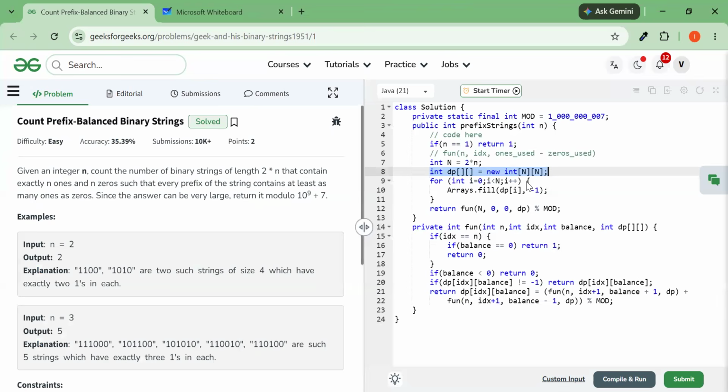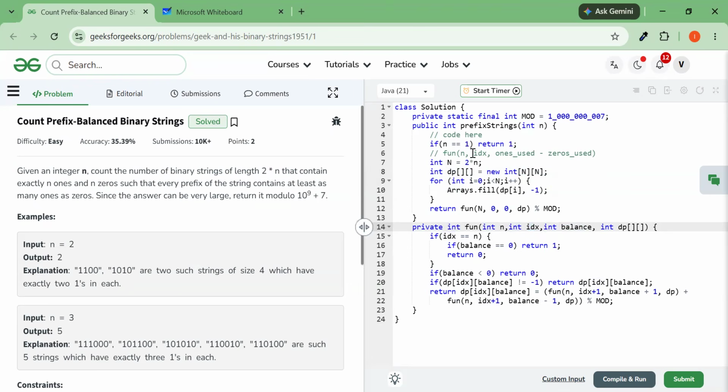If you don't know dynamic programming, you can just consider a 2D array. We are going to store the states that we have already completed and use them further. So what will be the index? There are two states changing here: one is the index and one is the balance. Index can go from 0 to 2 into n, the length 2 into n that we have to find out.